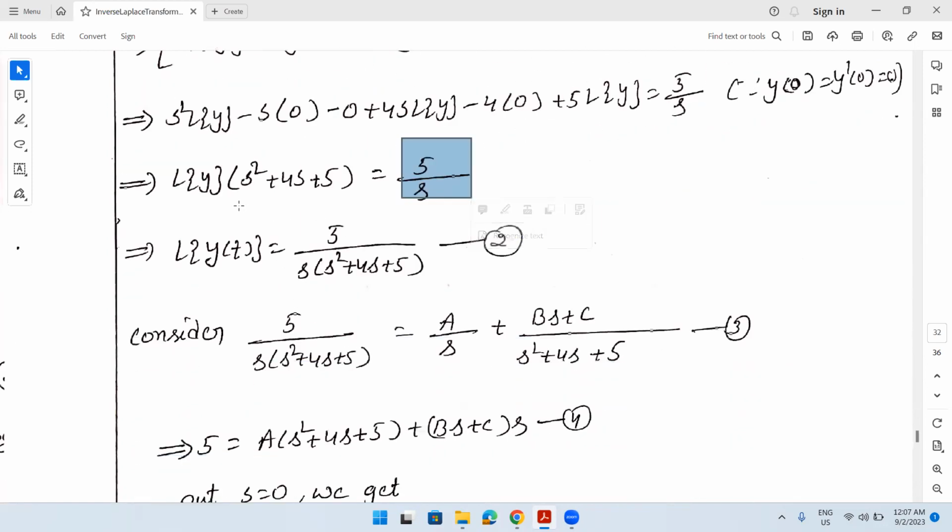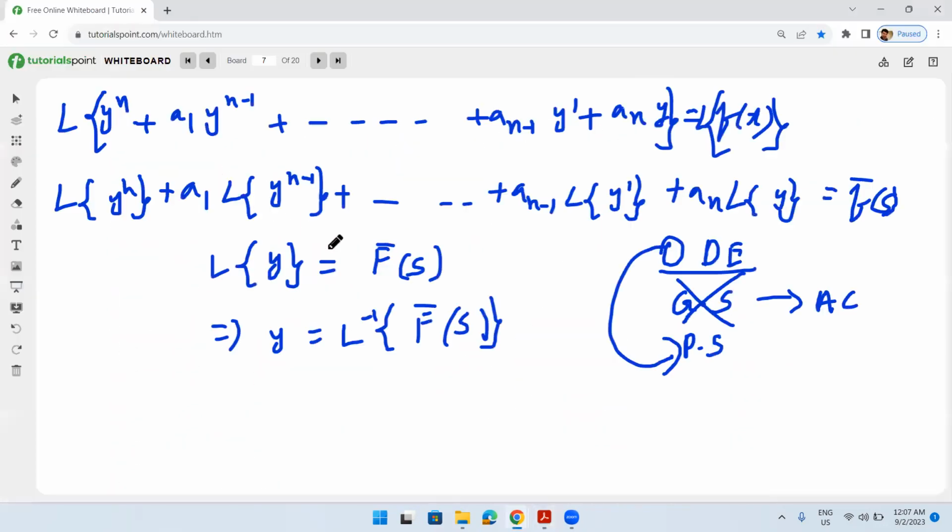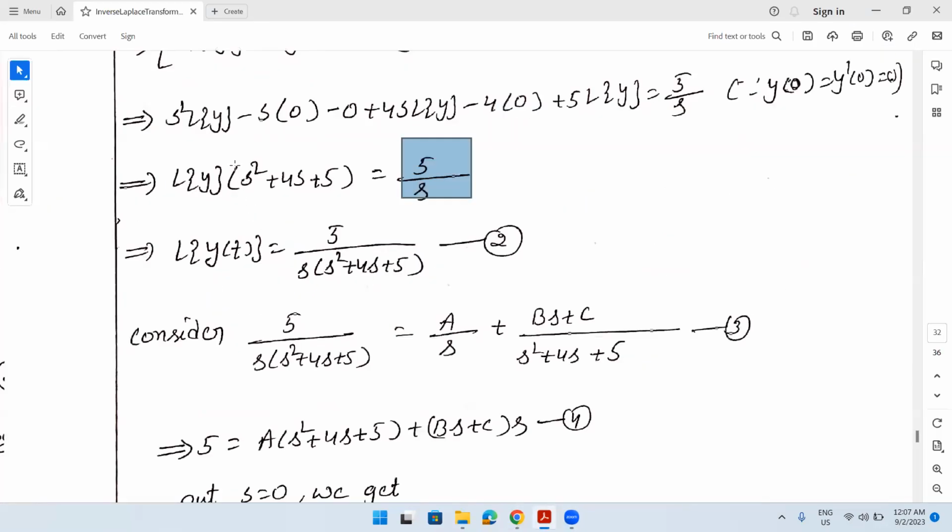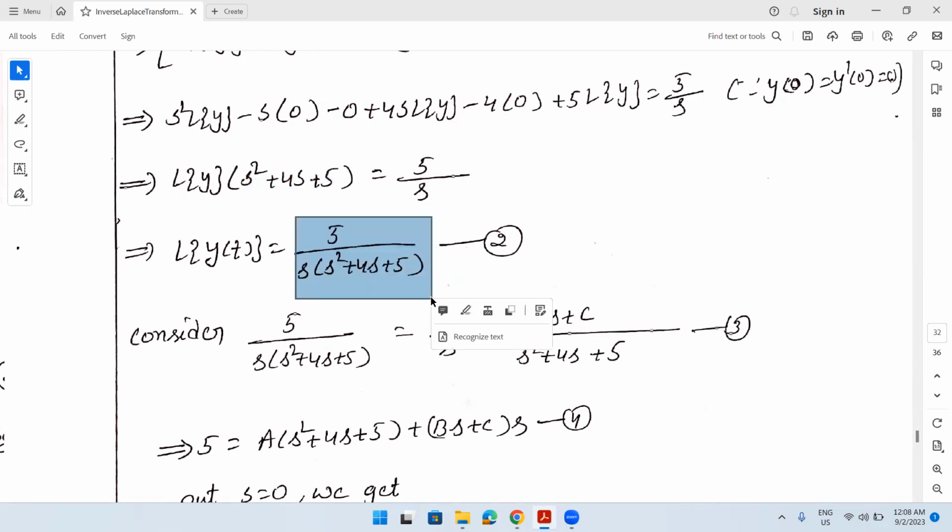Next step. But I told you the process: first keep only L of y on the left hand side, remaining all to the right hand side. Remaining all to the right hand side means take s square plus 4s plus 5 also to the right hand side. So actually 5 by s is only in the right hand side. So we get 1 by s square plus 4s plus 5.